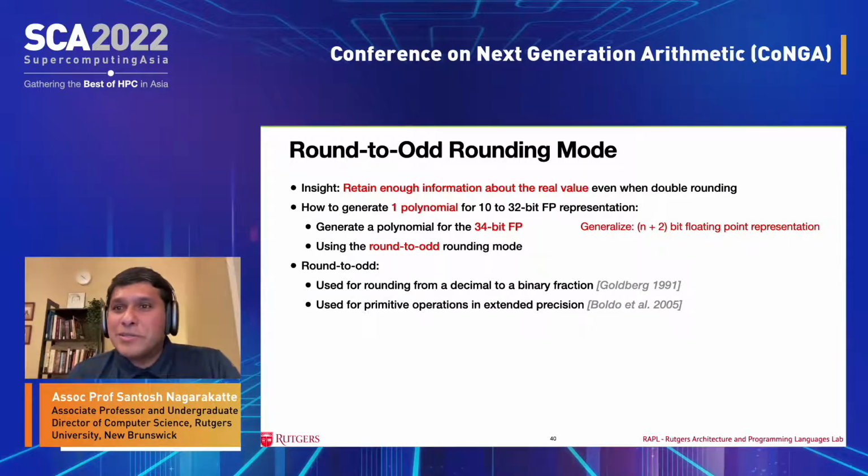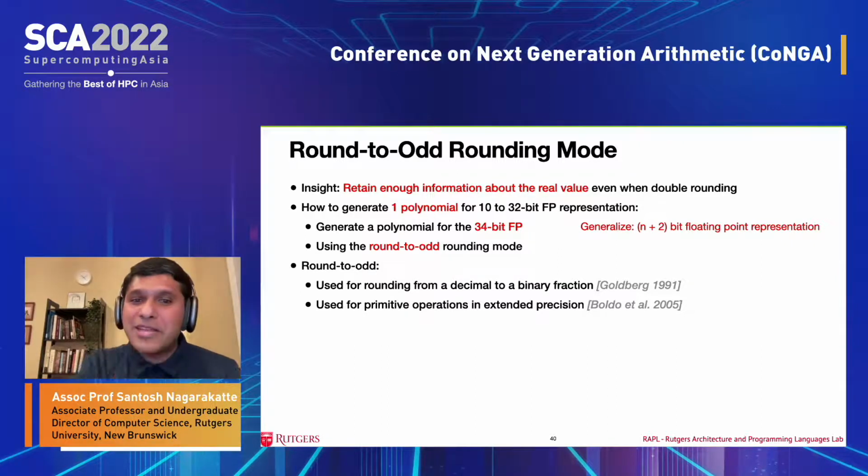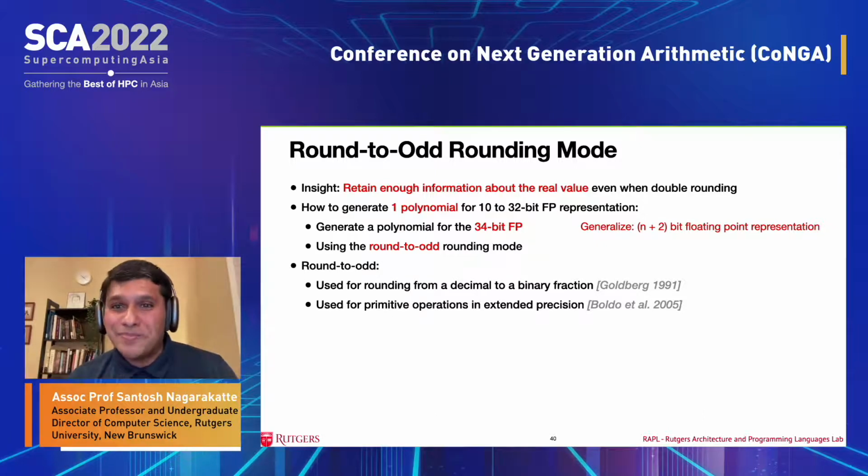The round to odd mode is not new, actually. We found instances of it in the seminal Goldberg paper from 1991, to avoid double rounding. Goldberg wanted to convert a decimal fraction into a binary fraction, and he wanted to avoid double rounding errors, and there's an indication of round to odd. And similarly, Sylvie Boldo et al. have a couple of papers on how to do extended precision arithmetic while avoiding double rounding errors.